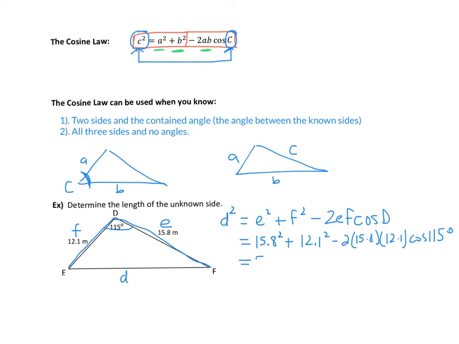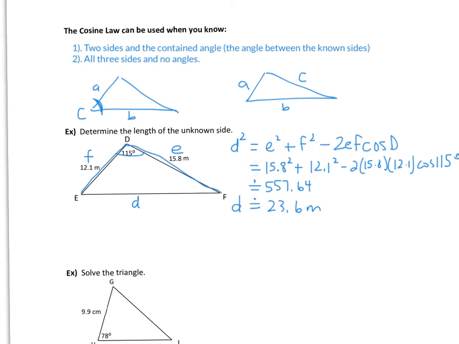Now out of that I get 557.64 approximately. I'm leaving all those digits on my calculator, and I'm going to square root that answer, and I get about 23.6 as my side D. And it's across from 115 degrees, which would be the biggest angle in that triangle, and clearly we have D being the largest side. All right, let's see what else we can do here.